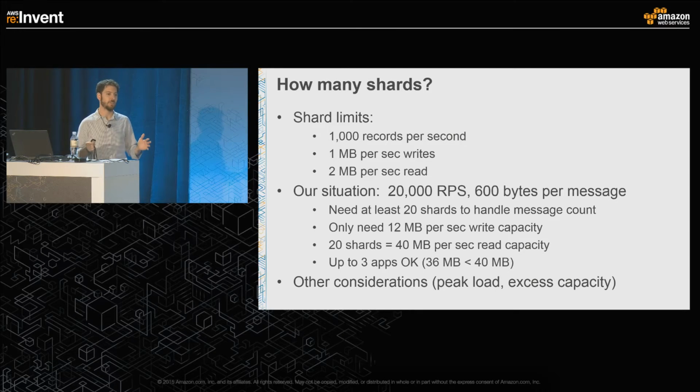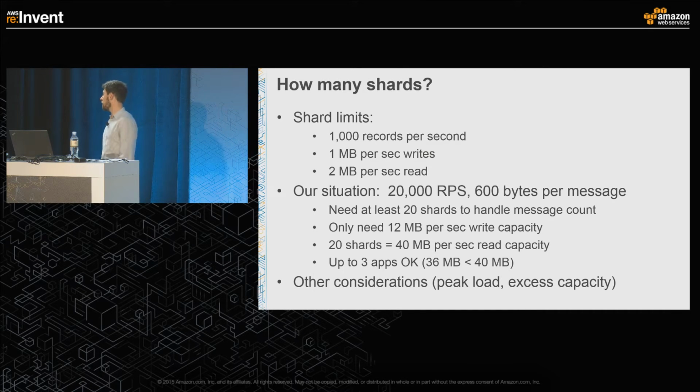We made an architecture decision to have one global stream for all of our data because it's all being processed by the same system in the back end. We don't really treat the data from multiple games any differently from this perspective. So how big does that stream need to be?